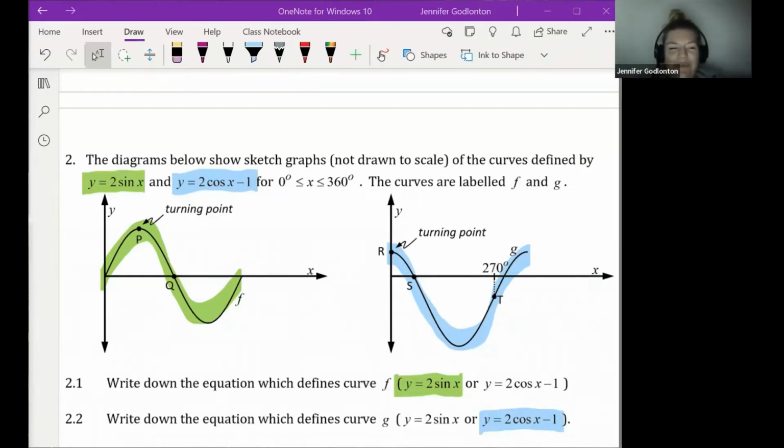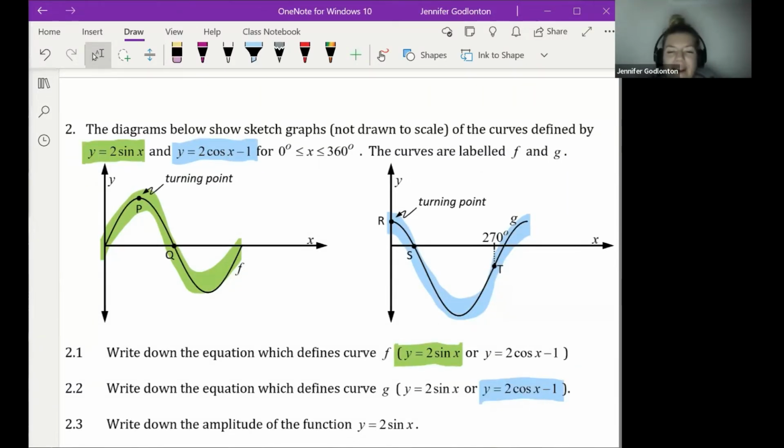Okay, let's refocus. So we know which is sine, we know which is cos. Awesome. 2.3, write down the amplitude of the function y equals 2 sine x. Nice, easy question. What is the amplitude of the function y is equal to 2 sine x? Don't overthink it. Good. My people are nailing it.